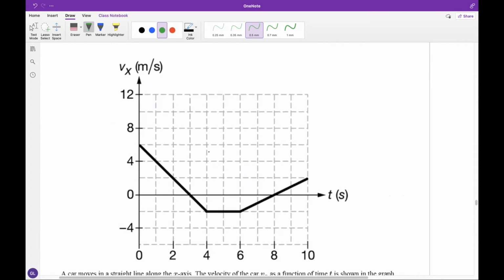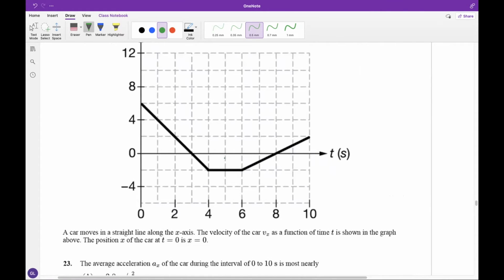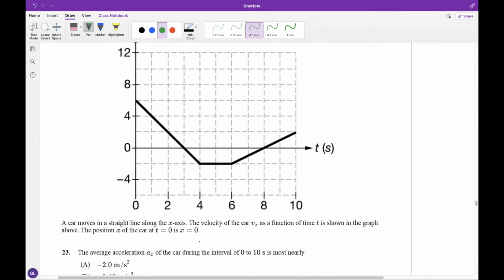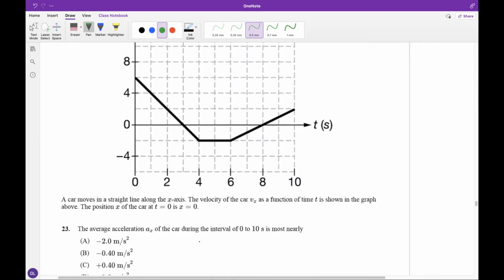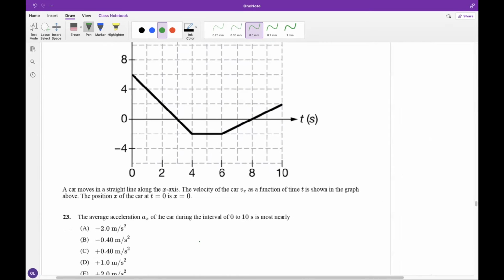Let's go ahead and see this one here. So we're given the velocity in the horizontal direction from the looks of it, or at least in the x direction, as a function of time. A car moves in a straight line along the x-axis. The velocity of car Vx as a function of time is shown in the graph above. The position x of the car at t equals 0 is x equals 0. And they want us to find out what is the average acceleration of the car during the interval from 0 to 10 seconds. So let's see here what you guys got.